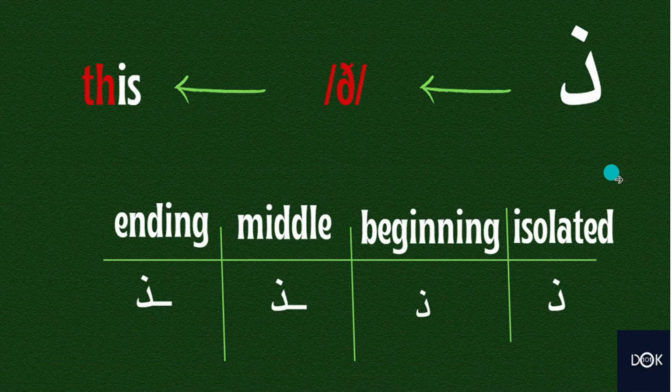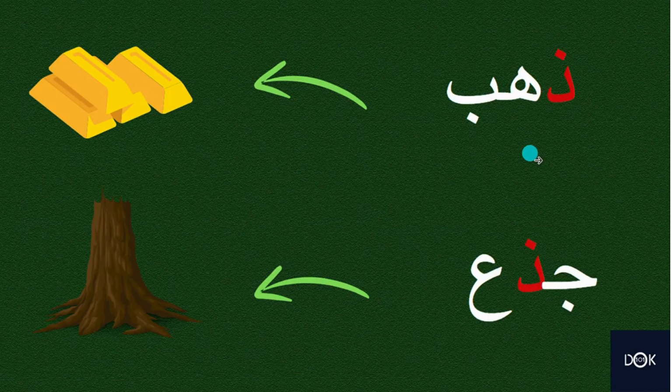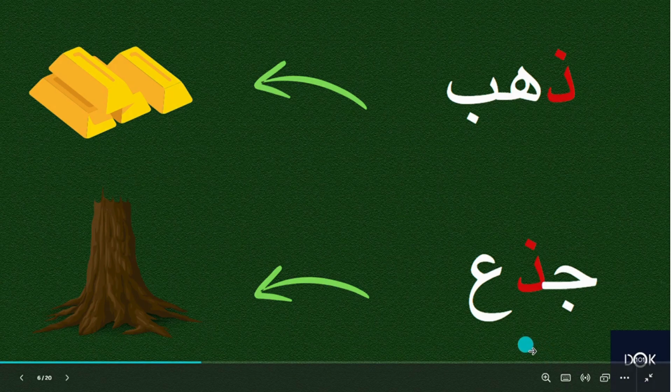Let's have a look at the examples. The first example is Dhahab. Dhahab, which is gold. We see that Dhal is written separately. It's not joined to any letter because it is at the beginning of the word. The next example is Jidhaa. Jidhaa, which is a tree trunk. Now we see that Dhal is connected to the letter before it, which is the letter Jim. So this is letter Jim, Dhal.